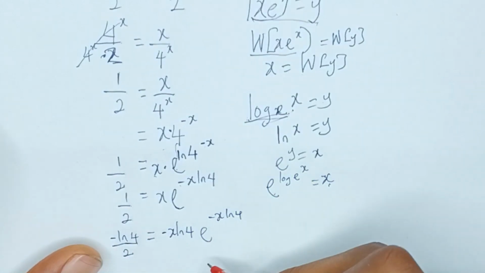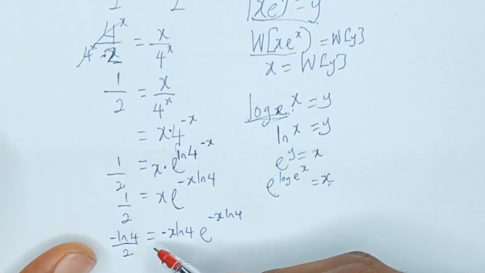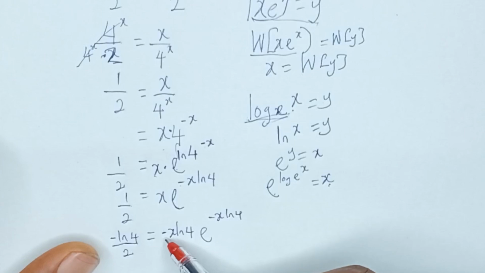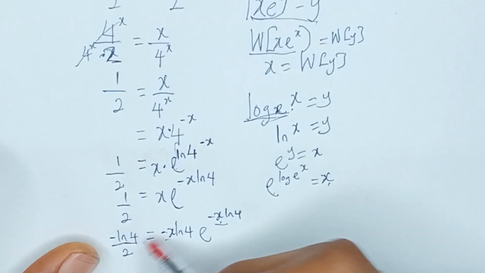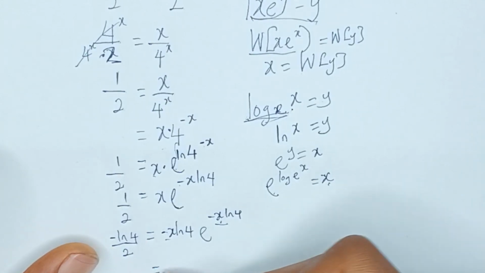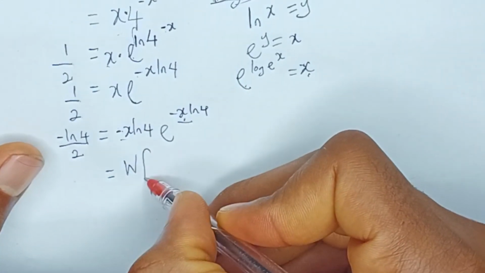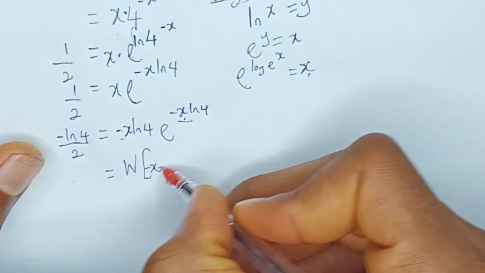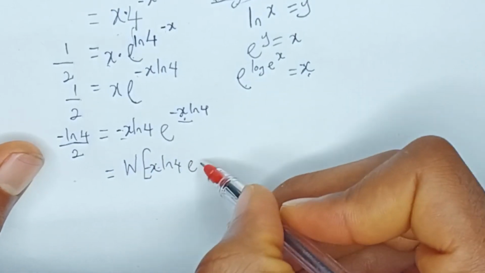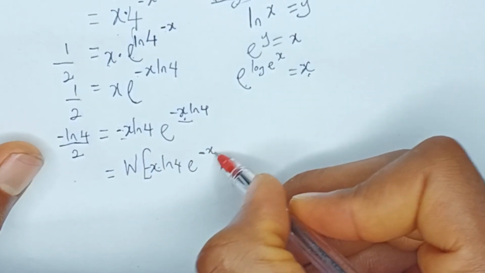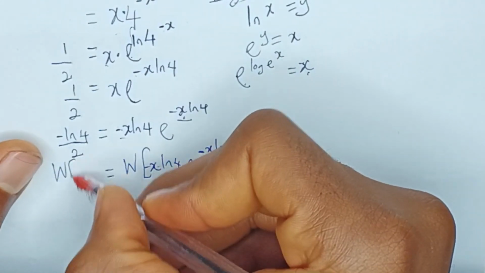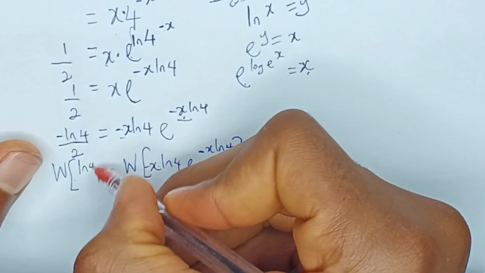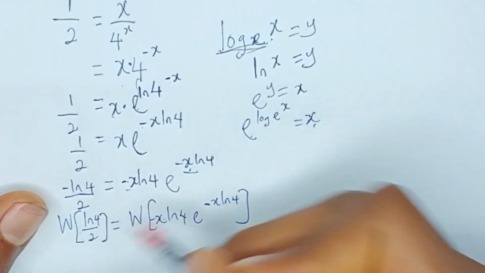Okay, now oh boy, we've gotten something very good. So we've gotten something that looks like x e to the power of x, because this is the same thing as this. Now this means that we can take the W from here. So we take the W of negative x ln 4 e to the power negative x ln 4 is equal to W of negative ln 4 over 2.